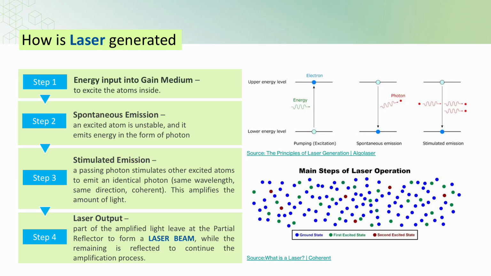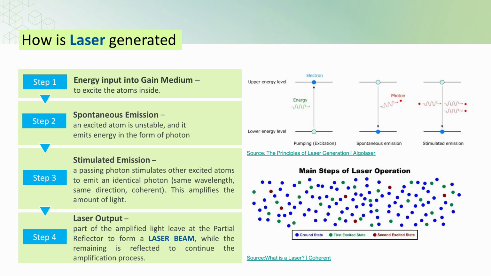Step 2. Spontaneous emission. An atom that has absorbed energy becomes excited. An excited atom becomes unstable and tends to emit the energy out naturally. The emitted energy has the wavelength that matches the gap of energy levels of the atom. This emitted energy can also be called a photon. Step 3. Stimulated emission. The emitted photon will move through the gain medium. When it passes through other excited atoms, it stimulates the excited atoms to emit photons of the same wavelength that move in the same direction and coherently. It thus amplifies the amount of light.